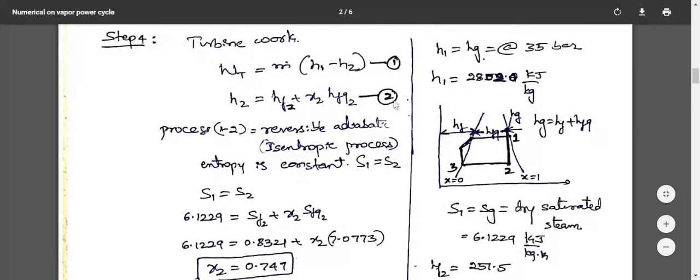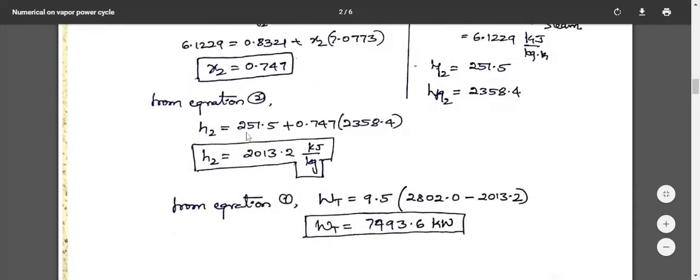Next, from equation number 2, once you calculate X2, you substitute it here and you will get the value of H2. HF2 is 251.5, the enthalpy of fluid at condenser pressure, that is point number 2. Similarly, X2, whatever value you got, you write it here, and the HFG2 value is 2358.4. Once you simplify this equation and substitute all parameters in the calculator, you get the value of H2 as 2013.2 kilojoule per kg.